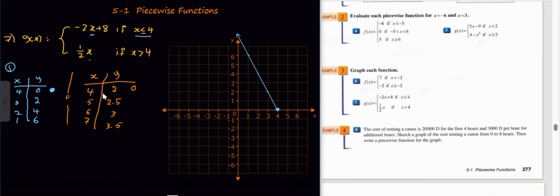For the second one, we have 4 with 2, but we are not going to fill it. And we have 5 with 2.5. So the next point is in here. And we have 6 with 3. And we have 7 with 3.5. Here we have 7 and 3.5, which is nearly here.